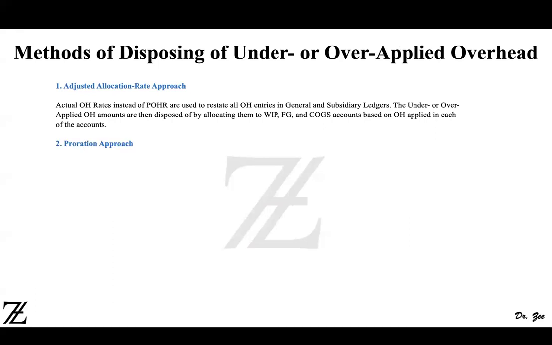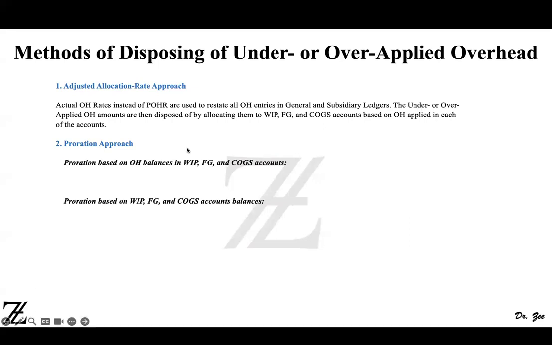Now, the second approach is the proration approach. Within the proration approach, there are two ways to use it. One is proration based on overhead balances in work in process, finished goods, and cost of goods sold accounts. The other one is proration based on work in process, finished goods, and cost of goods sold account balances. All right, so there is a slight difference. One is based on overhead balances in work in process, finished goods, and cost of goods sold accounts. The other one is not based on overhead balances. It is based on just the balance within the work in process, finished goods, and cost of goods sold accounts.